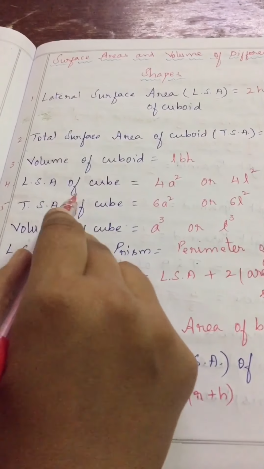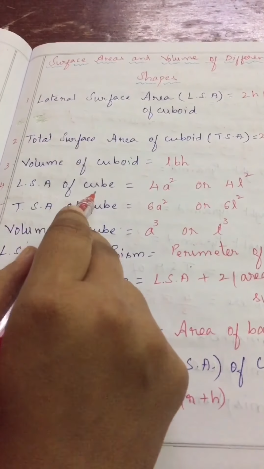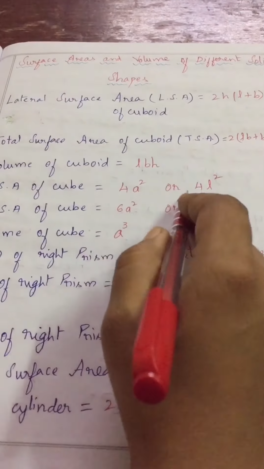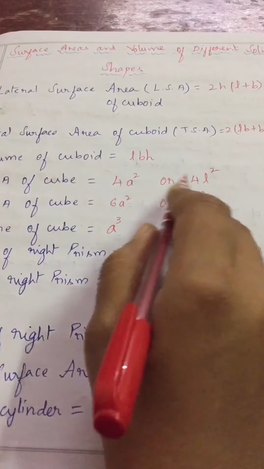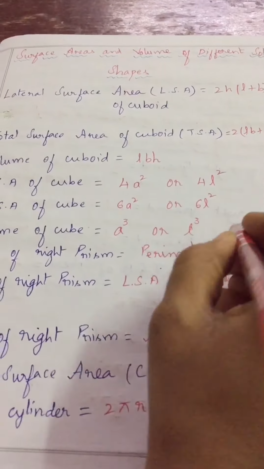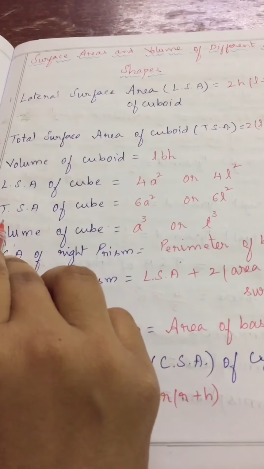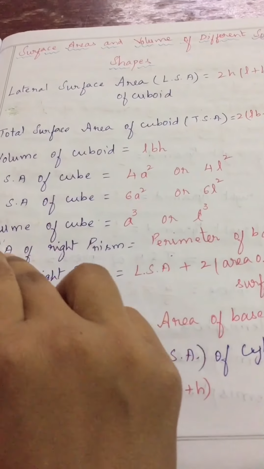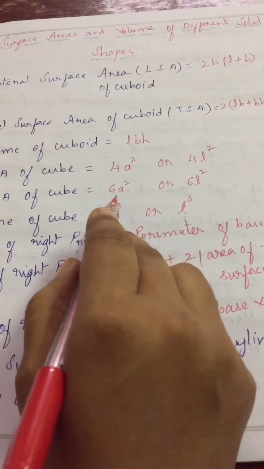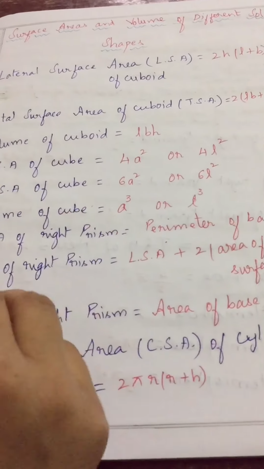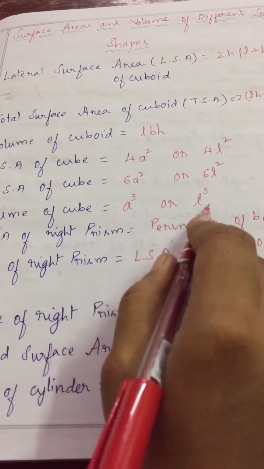And next is LSA of cube. That means lateral surface area of cube is 4a square, you can say, or 4l square. A or L, so both are nothing but side of the cube. Similarly, then next is TSA of cube. That means total surface area of cube is 6a square, you say, or 6l square. Volume of cube is a cube or L cube.